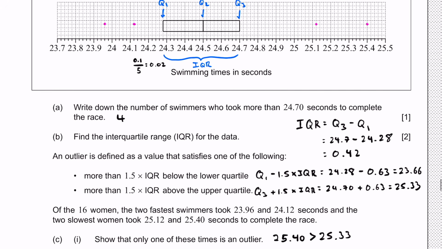Let's start with the lower bound here. The box and whisker stretches all the way to the minimum value, so not all the way to what the outlier would stretch, but just to the minimum value. Here we know our minimum value is 23.96, right here. So let's stretch the whiskers all the way to this value of 23.96.